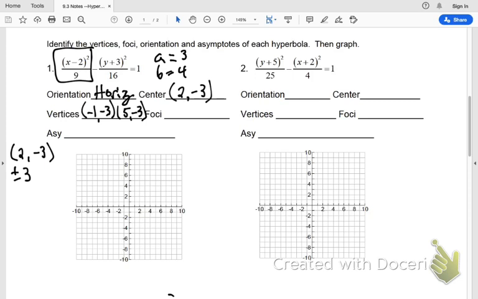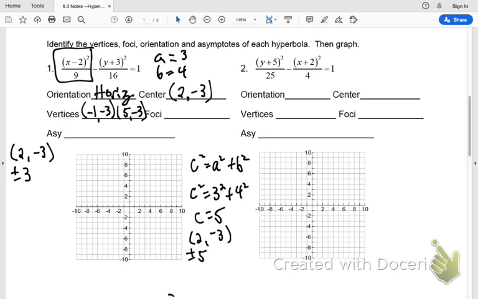To get your foci, you've got to figure out your c value, so you'll do that by doing c squared equals a squared plus b squared. So we'll do c squared equals 3 squared plus 4 squared, which is going to be a c value of 5. And you'll add that c value to the center, so you'll take (2, -3), and you'll add and subtract 5 to the x value of the center. So it'll be (-3, -3) and (7, -3).